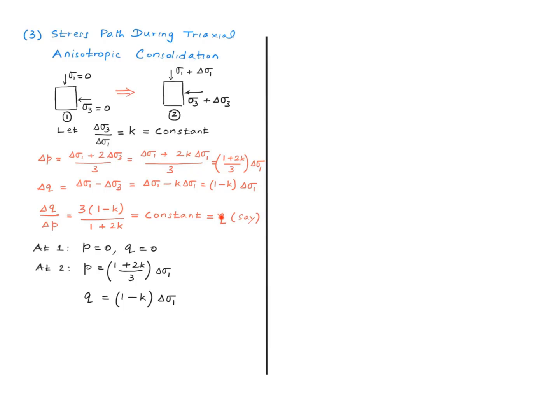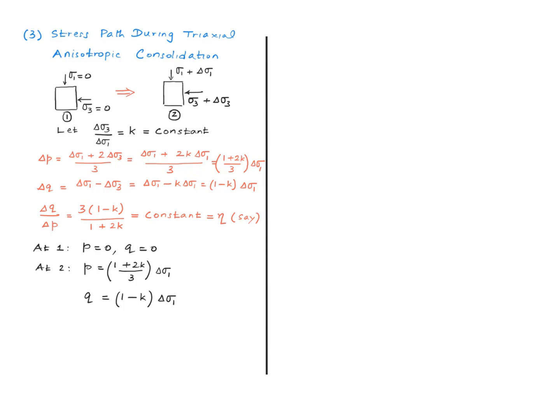So let's call this eta here. Now I evaluate the values of P and Q at point 1, which of course is 0 because the specimen is stress-free at point 1. And at 2, P will simply be equal to the change in P, right? Because it starts from 0 value for P. And similarly, Q will be equal to that.